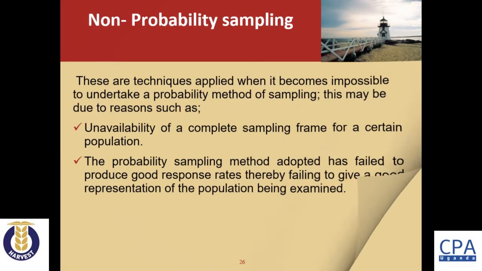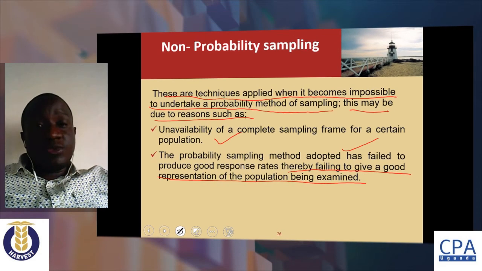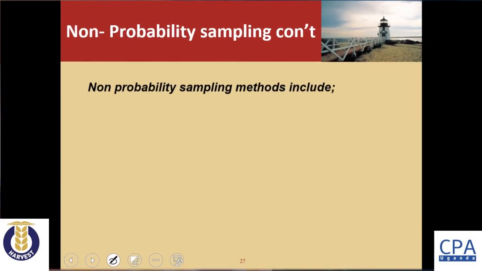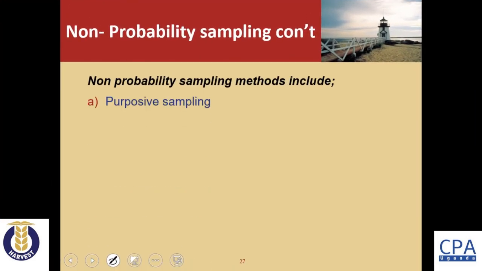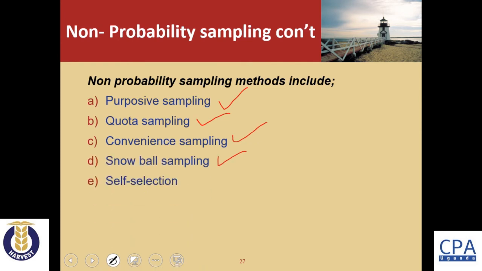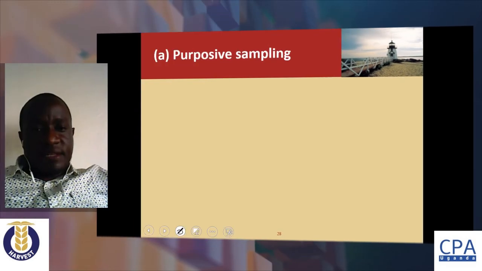So if those are the prevailing conditions, it means that you cannot use the probability sampling method you have just discussed, and therefore you have to resort to the non-probability sampling methods. So the non-probability sampling methods you're going to be examined on include purposive sampling, okay? We have quota sampling, we have convenience sampling, we have snowball sampling, we have self-selection, and of course these are all explained in the notes I've given you, which I've downloaded, and also explained in my slides that follow.